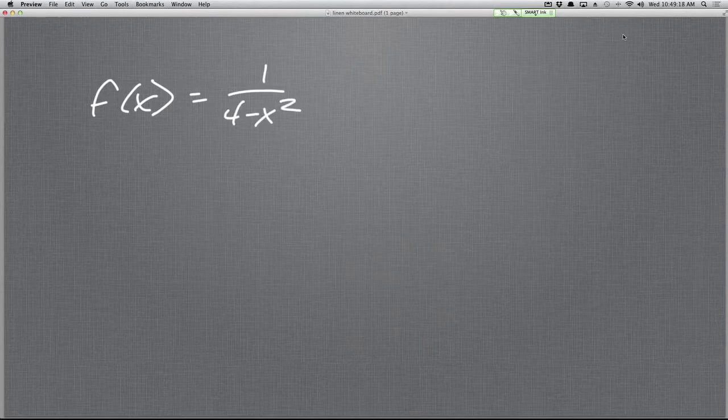All right, let's look at 39. I have f of x equals 4 minus x squared, with a 1 in the numerator.